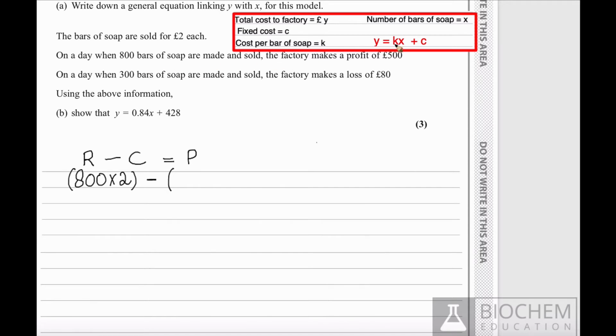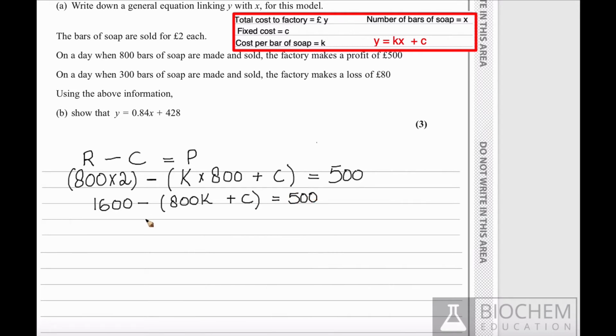So using this equation, what was x? x was 800 bars of soap. So we can say k, we don't know the cost per bar of soap, so k times 800 plus c. We don't know the fixed cost of soap either. But we do know that revenue minus the cost would give us a profit which will be £500 as seen here. We can simplify that a little. We can say 1600 minus (800k plus c) equals 500.